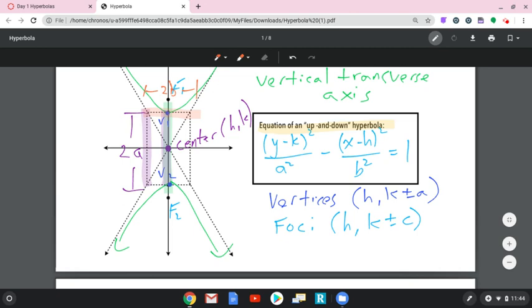All right, guys? So now what we're going to do is go through a problem. How do I use these two graphs is going to be the question. Let's go down.